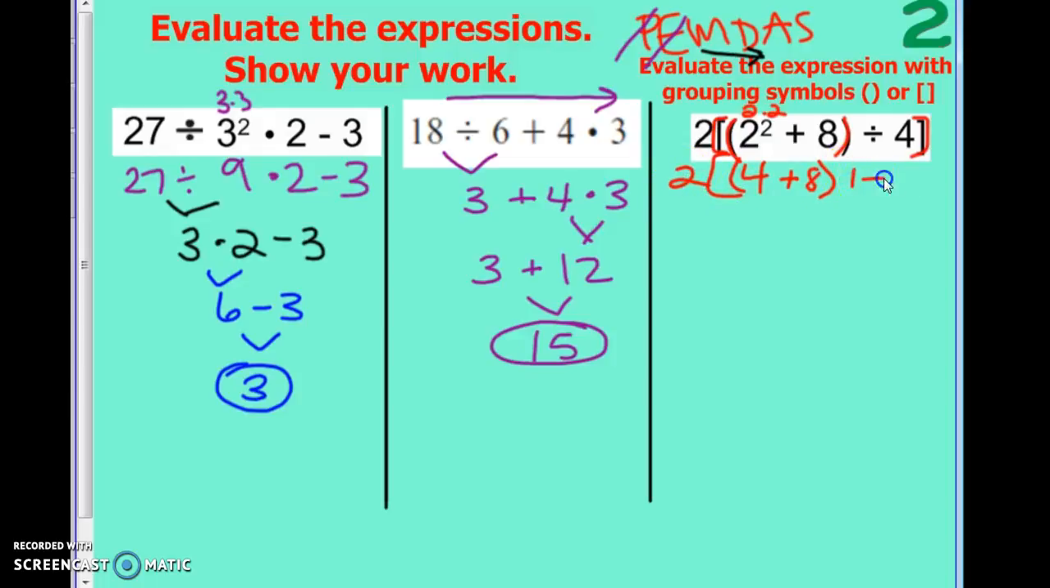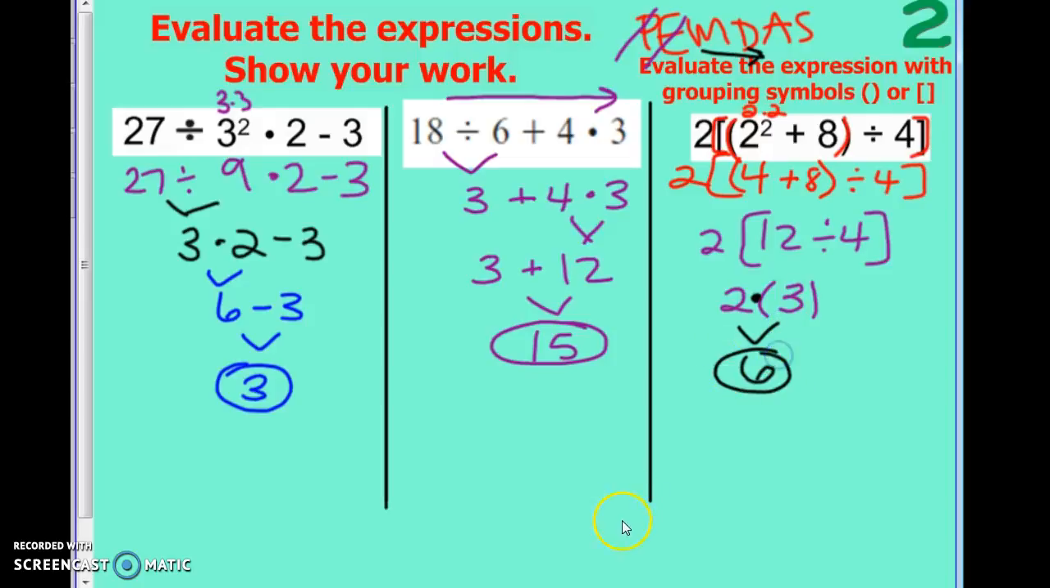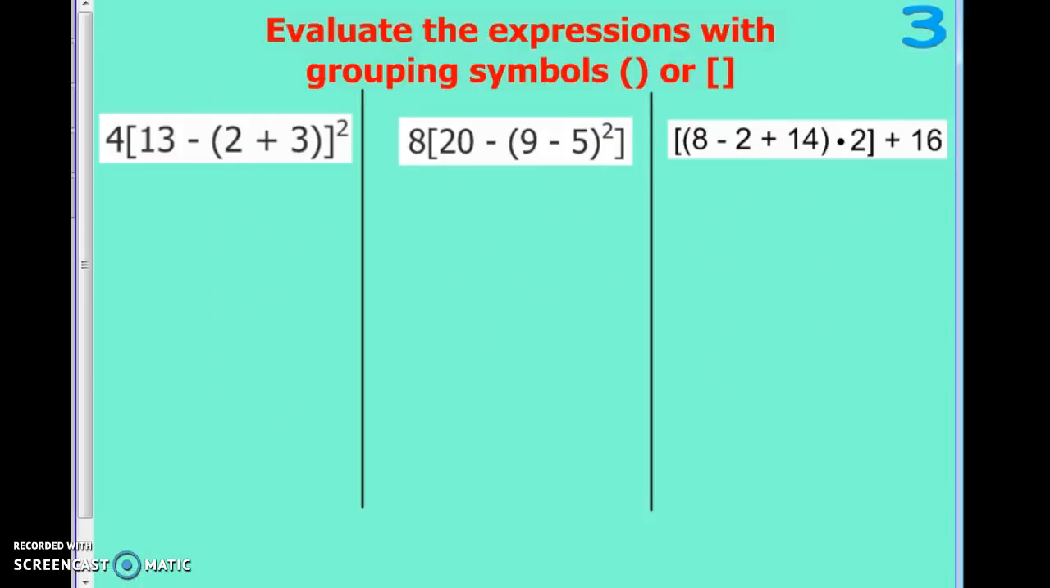Rewrote everything. Oops, let's divide. Perfect. Still inside the parentheses, 8 plus 4 is 12. Inside our parentheses still, 12 divided by 4 is 3. And we know that if two things are touching like this, that means we are multiplying. So 2 times 3 is really just 6 for our answer. Flip on over to the back side.